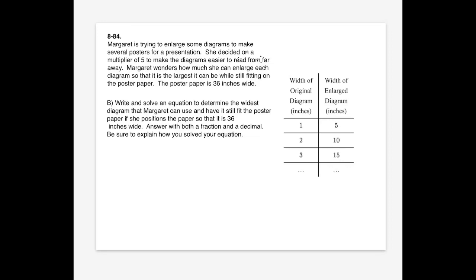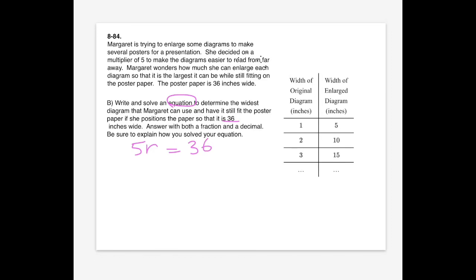Moving on to part B, write and solve an equation to determine the widest diagram that Margaret can use and have it still fit the poster paper if she positions the paper so that it is 36 inches wide. Answer with both a fraction and a decimal. Be sure to explain how you solved your equation. So, just like everything else, it's connected to the previous problem. In letter A, we wrote 5r as our expression. Now we need to do an equation. So the whole thing will equal 36 inches.